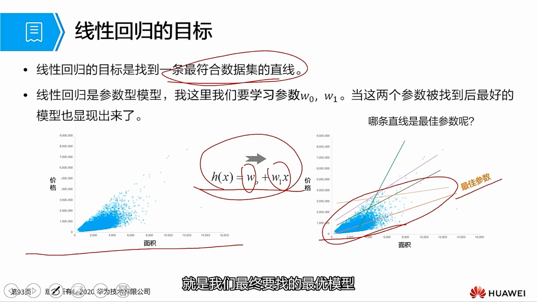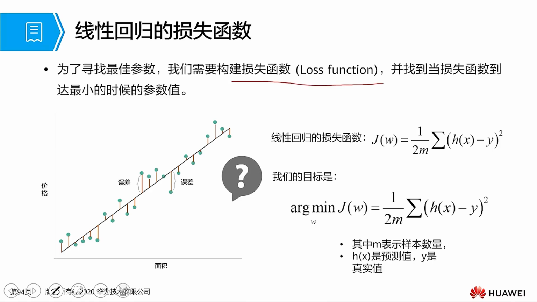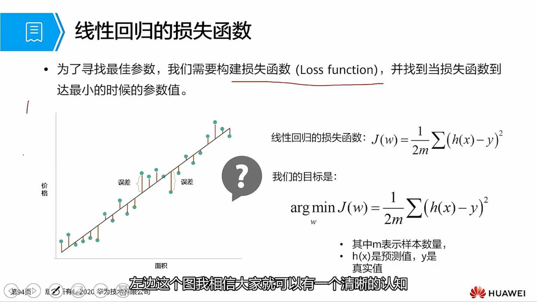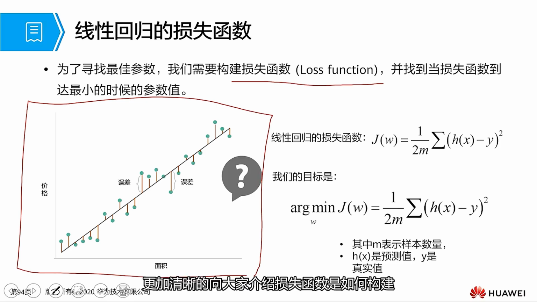To find these two parameters, we need to build the loss function. What is the loss function like? The picture on the left. I believe that everyone can have a clear understanding. Of course, this graph is not made up of actual data from the dataset we just worked with. We used some other simulated data along a straight line here to present it more clearly to everyone. How is this loss function constructed? For example, green dots represent data. So this line in the middle is the one we want to fit. Suppose it is the final straight line. Then all errors are added together. All these errors added up are our loss function.